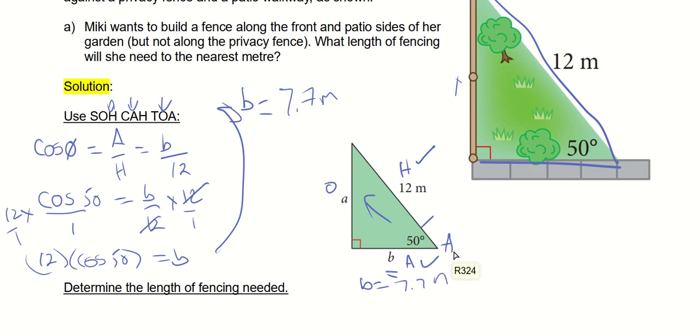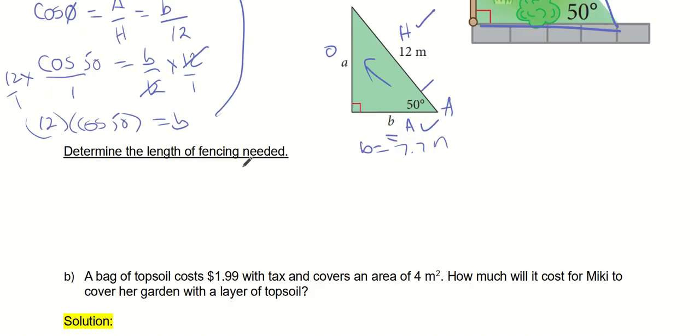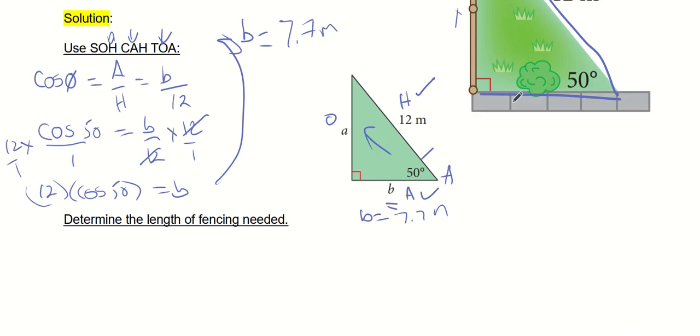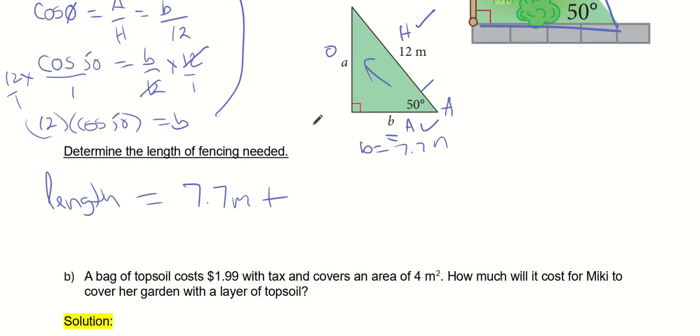It's always good to label your diagram. So we have B now. As it says, determine the length of fencing. Again, we want the fencing along this length here and this length here, so we just add those two numbers together. So length equals 7.7 meters plus, I believe it was, 12 meters.